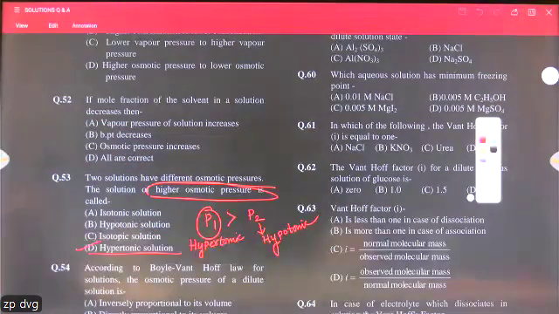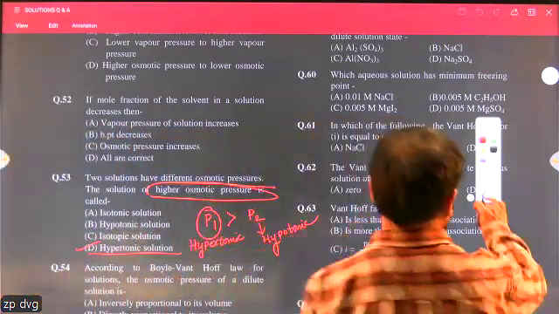That is question number 53: hypertonic solution. Next, question 54.